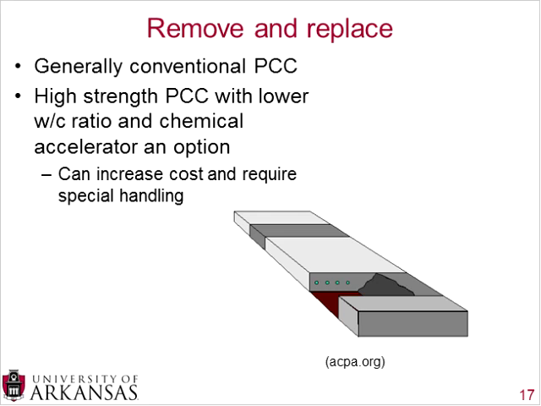And finally, the remove and replace. Generally, you have conventional Portland cement concrete. When you remove and replace, you can simply take out the old material all the way down to the base course, and then put in new Portland cement concrete. You can also use specialized concrete. So for example, high strength concrete, which has a lower water cement ratio, or it may have a chemical accelerator so that it sets and gains strength a little faster.